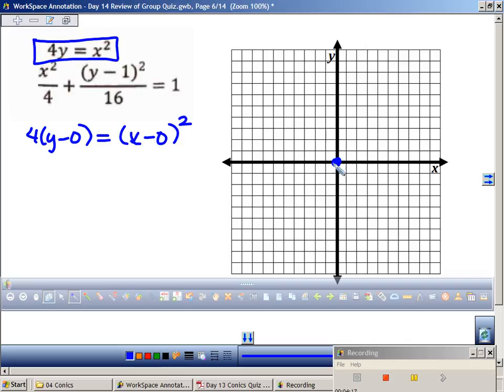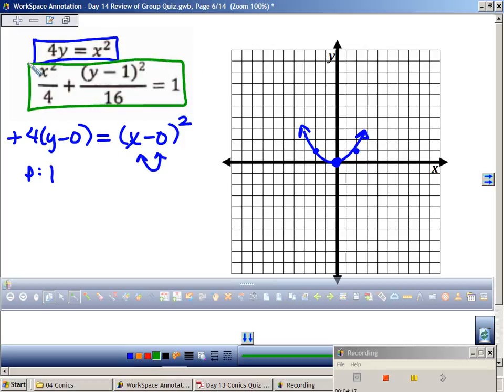So I'm at 0, 0. My LLR is 4, that means p is 1. I've got x being squared, so I know it's going to either be up or down. It's positive, so it's going to be going up. I ask myself all these questions as I'm discussing it. So then I'm going to go up 1 for p and out 2 in each direction to give me a total of 4 for my LLR. So there's that. The next one is an ellipse.